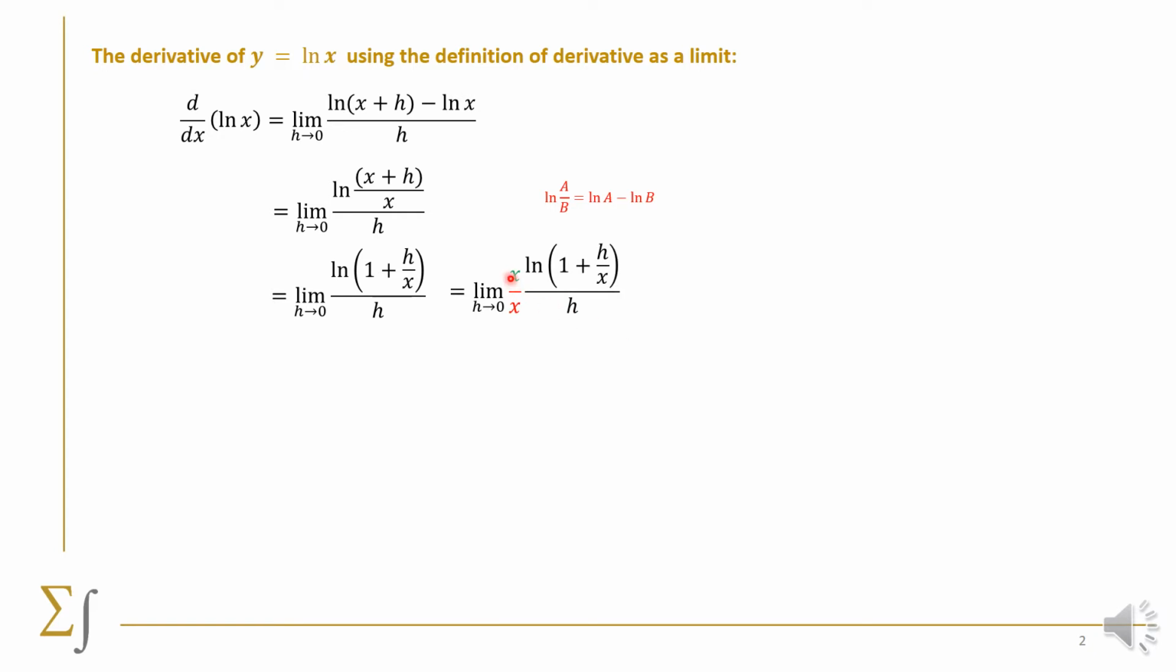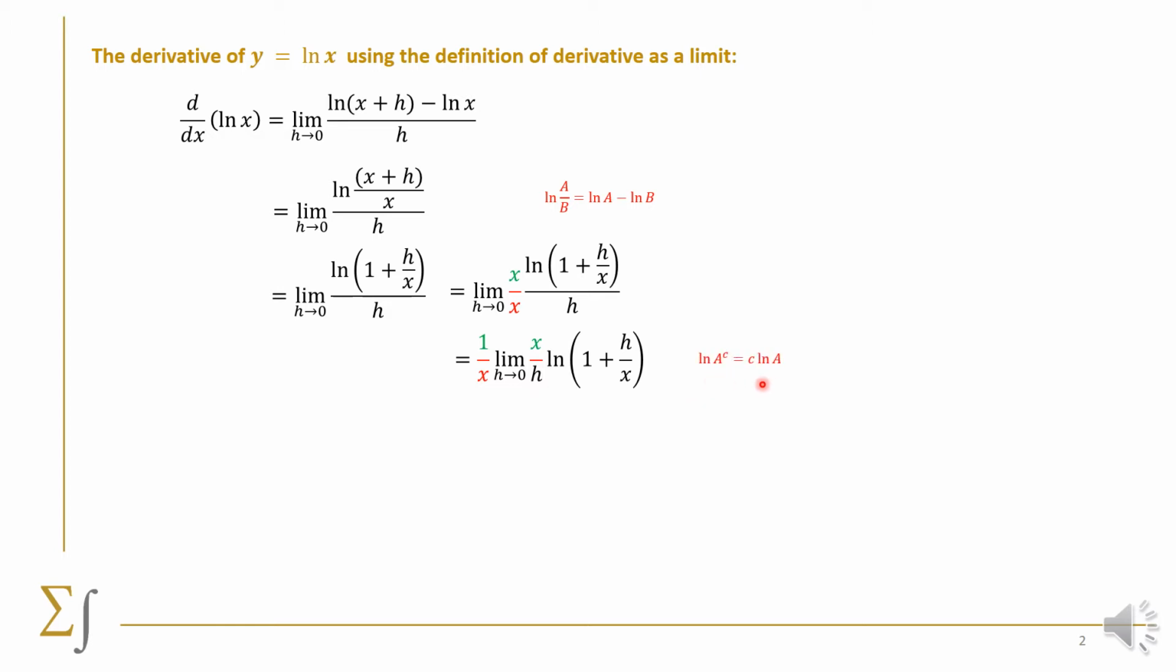Now we multiply by x and divide by x. And then we take this red x, the 1 over x, outside, and we keep here x over h. So we are rewriting this whole thing again in another way.